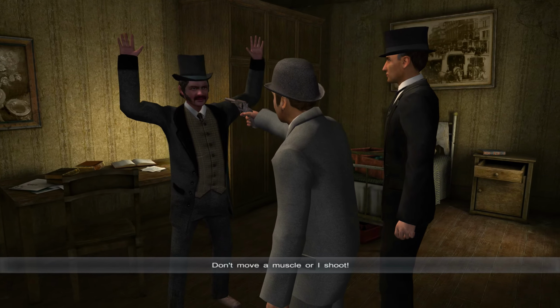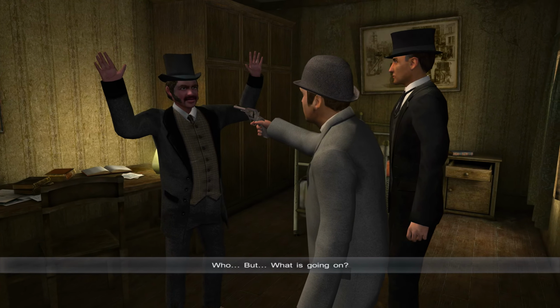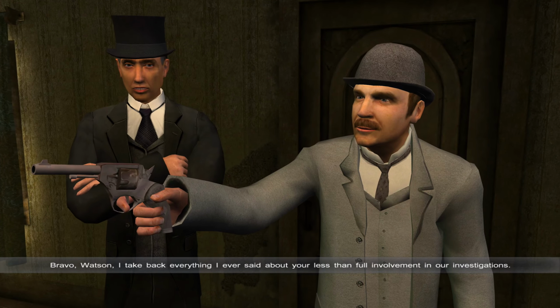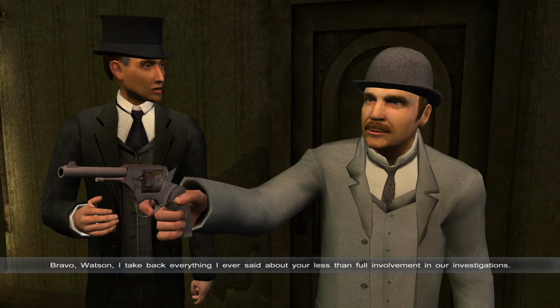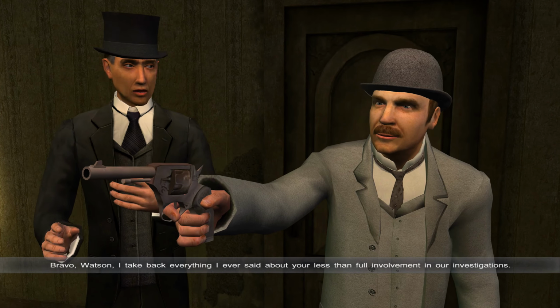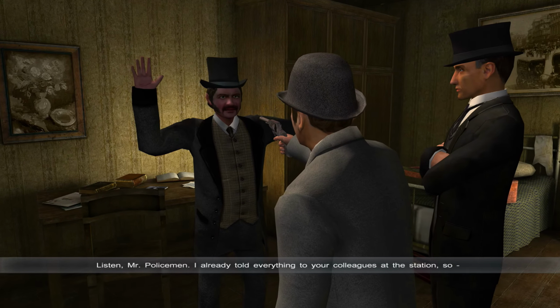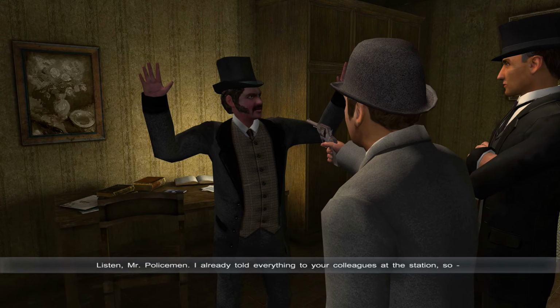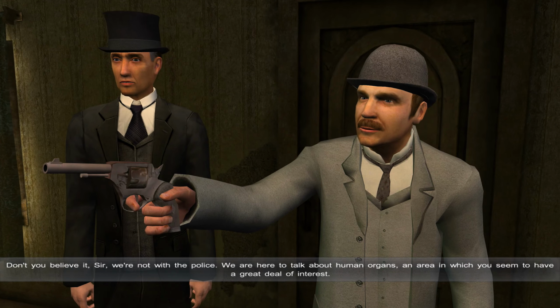Don't move a muscle or I shoot. Who? But what is going on? Bravo, Watson. I take back everything I ever said about your less than full involvement in our investigations. Listen, Mr. Policeman. I already told everything to your colleagues at the station, so... Don't you believe it, sir. We're not with the police.